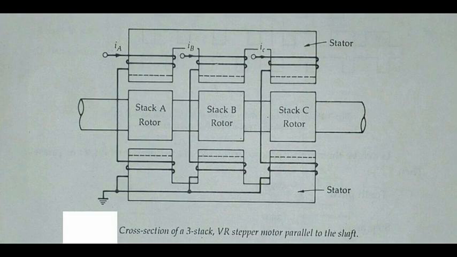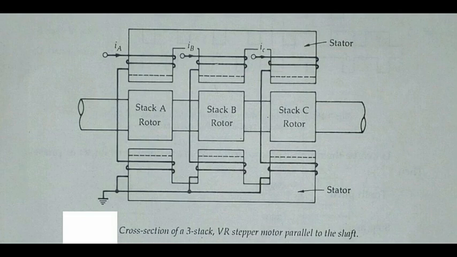This is the figure of the cross section of a 3-stack VR stepper motor parallel to the shaft. The figure shows the cross section of the 3-stack or 3-phase motor, stack meaning phase, parallel to the shaft. In each stack, stators and rotors have 12 pole teeth. For a 12-pole rotor, the rotor teeth are displaced from each other by 1/3 of the pole pitch or 10 degrees.